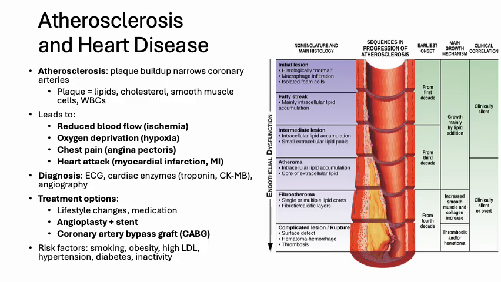An electrocardiogram looks at the electrical changes in the heart. Blood tests for enzymes like troponin and CK-MB reveal muscle cell damage.